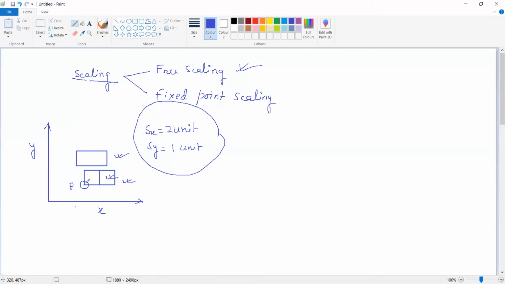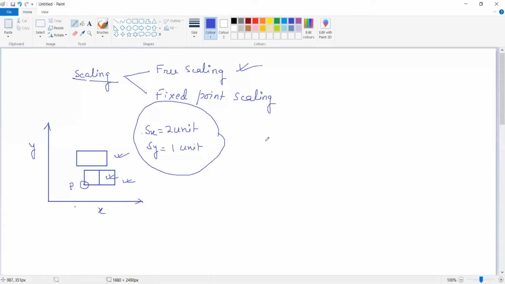So here what actually happened is that the point with respect to which I want to scale will not change its position. It will be in its original position. So this type of scaling is called fixed point scaling. In case of fixed point scaling, the object will change its size, but its position will be fixed. But in case of free scaling, the object will be scaled and it will change its position also.